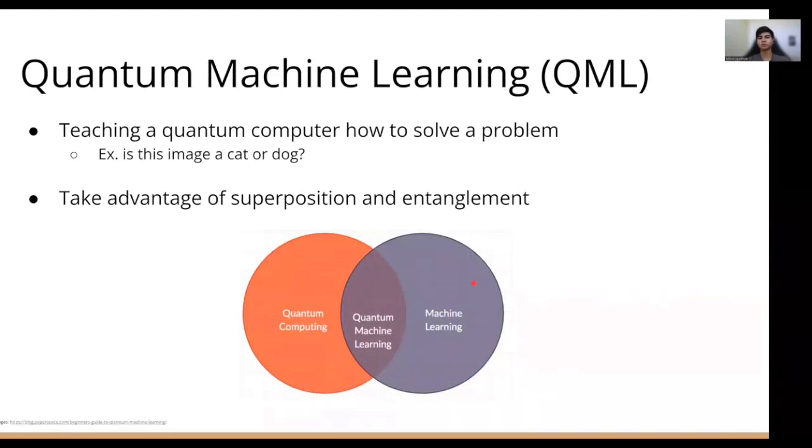So one application of quantum computing is quantum machine learning, which is basically teaching a quantum computer how to solve a problem, just like how normal machine learning is teaching a classical computer how to solve a problem. This problem could be like asking it if an image is of a cat or a dog. And the computer has to itself learn how to distinguish between cats or dogs given images of the two. And quantum machine learning can be better than classical machine learning in certain cases because it takes advantage of superposition and entanglement to do so.